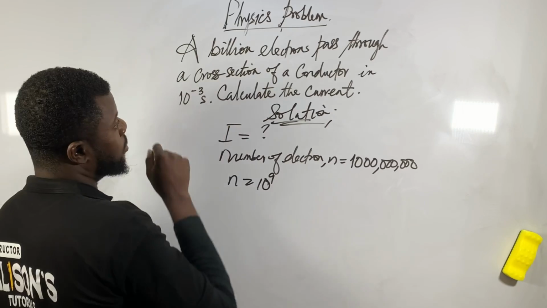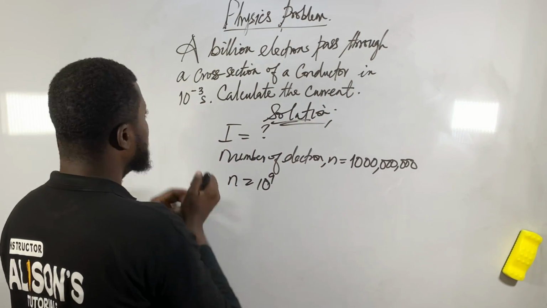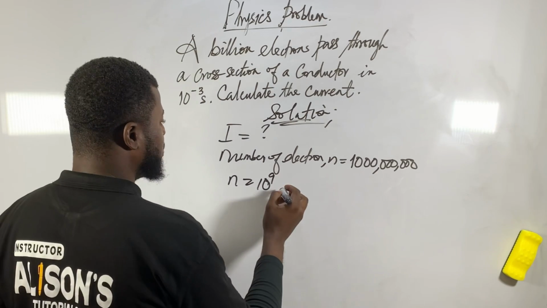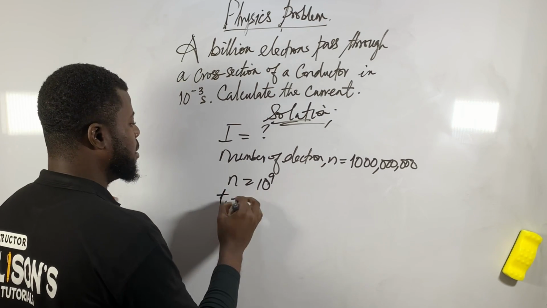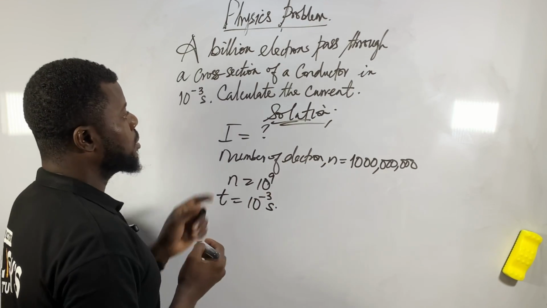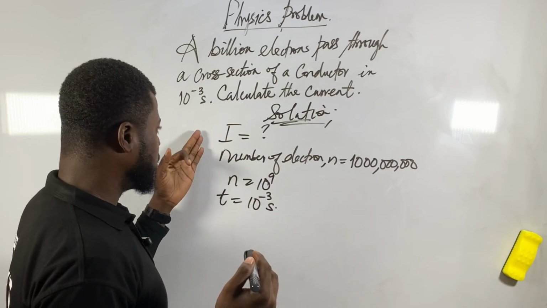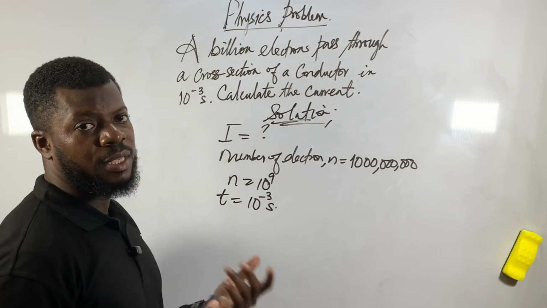A billion electrons pass through a cross section of a conductor. They also tell you the time: 10 to the power of -3 seconds. We want to calculate the current. Now, what you will do is ask yourself, what is the relationship between these quantities?